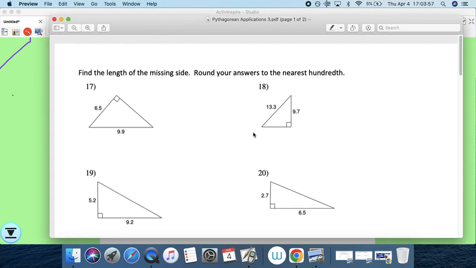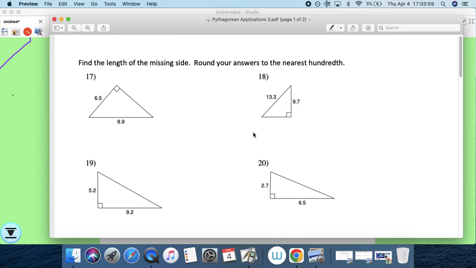Okay, I think it's the evens. Not too sure, but I'm going to do the evens.